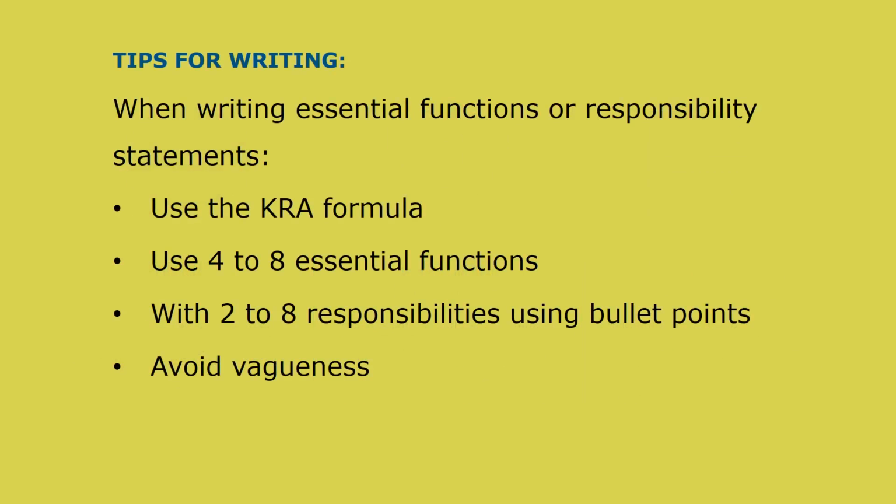When writing key result area statements for essential functions or responsibilities, use the following guidelines. Always use the KRA formula to develop essential function and associated responsibility statements. Use 4 to 8 essential functions to describe a position. Within each essential function, define 2 to 8 responsibility statements using bullet points. And finally, avoid using vague verbs such as handle, survey, or arrange. These are vague and do not give the reader a clear picture of the true work of the position.